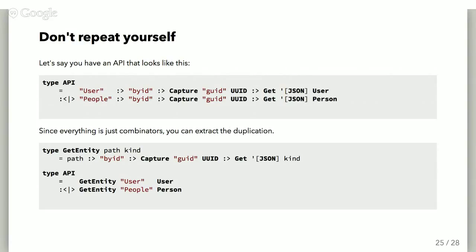So you can get a user by ID, or you can get a person by ID, and they have a different part in the path, and they return a different value, but otherwise they're identical. So I can define this type alias called getEntity that is varying on those two things, the path component and the kind of the thing that it returns. And then, boom, I can shorten these two definitions, and they get a lot more clear about what they're doing and what they expect and how common they are.